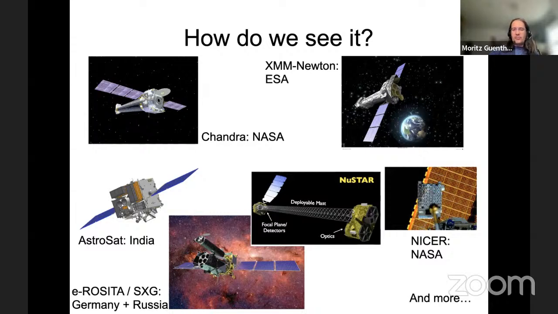And then there's a number of smaller missions, like India, for example, launched AstroSat. Germany and Russia launched eROSITA on Spectrum-X-Gamma, which is the one down here, where eROSITA is currently not operating because of the Ukraine war. The Germans and the Russians have stopped working on it together. NuSTAR is a telescope that's made for higher energy X-rays, even harder. NICER is an instrument mounted on the International Space Station that's very good for things that change very fast, like rapidly rotating neutron stars, for example. So there's a couple of these smaller specialized instruments.